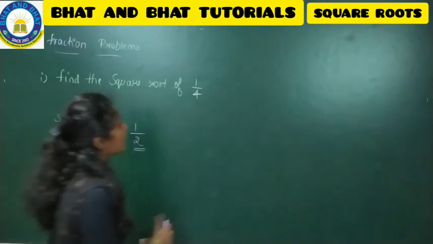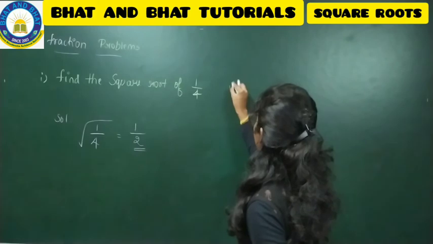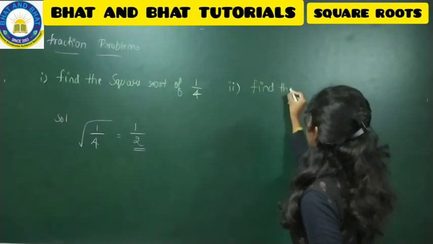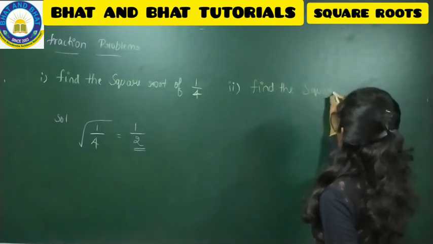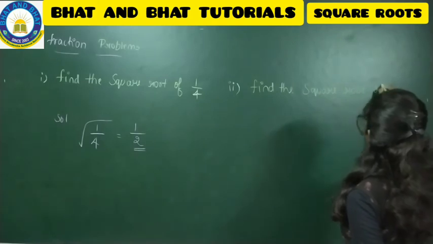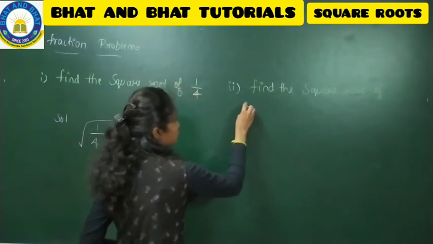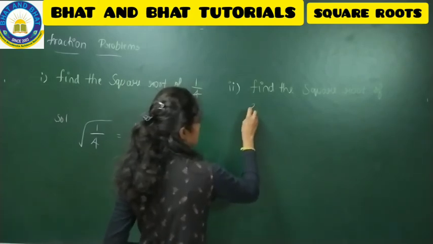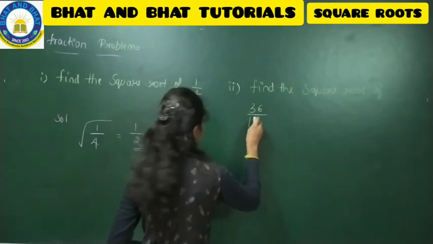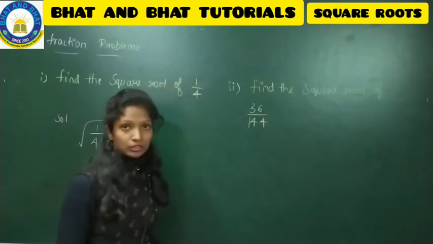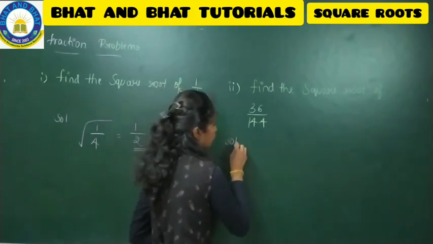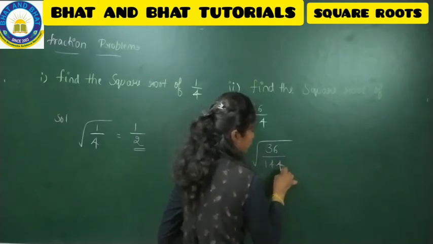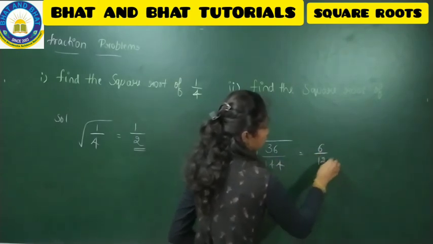So in the same way, if they ask you, find the square root of 36 divided by 144. If they ask you like this, the solution will be, you all know, right? Square root of 36 divided by 144 is equal to 6 by 12.